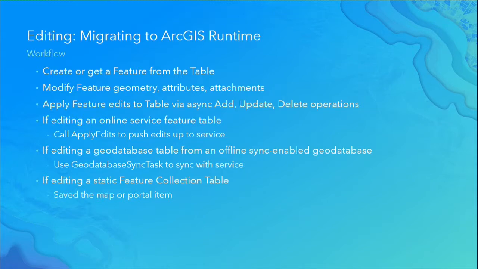And then an important thing to note is that depending on where that content has come from, there's probably an additional method call. So if you're editing a service, you need to make the apply edits call to push those edits back up to the service. That allows you to control when those service calls are made. If you're editing content that's in a mobile geodatabase that's been taken offline, you need to synchronize that, either with the geodatabase sync task if you're working with a mobile geodatabase at the granular level, or if you're working with an offline map, you call the offline map sync task, and that will synchronize all the geodatabases within that mobile map package. Or if you're editing one of those feature collections, you need to actually either save the web map or save the portal item that references that feature collection.